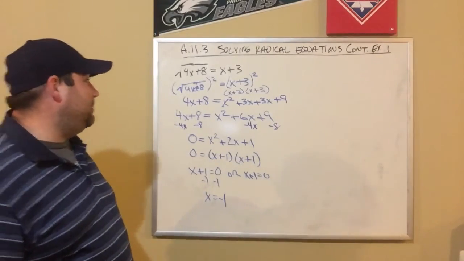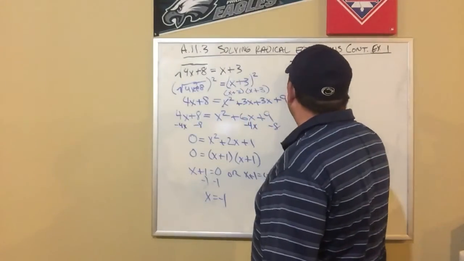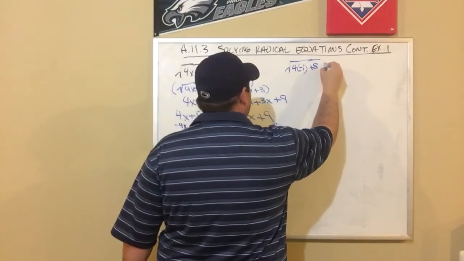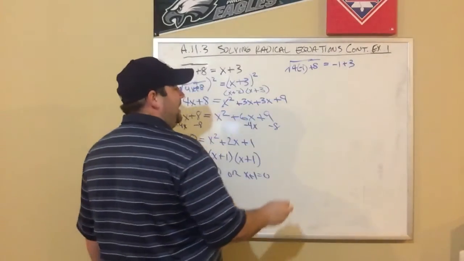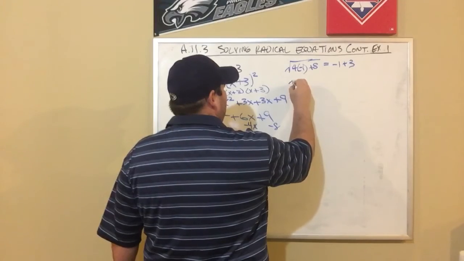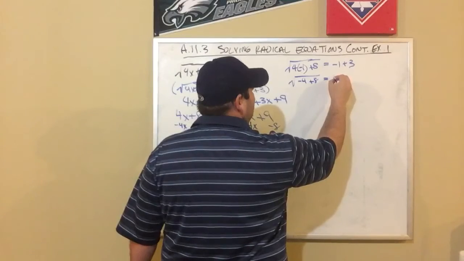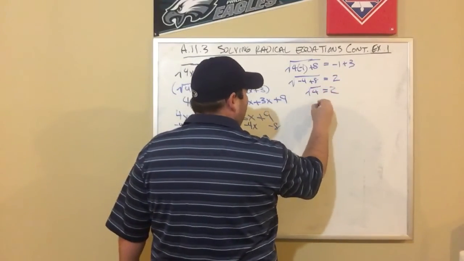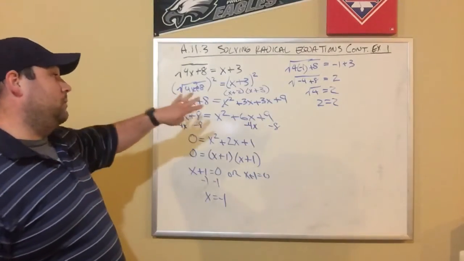I got to take that and plug it back in. So I'm going to take my root 4. In place of the x, I put negative 1 plus 8, and that is going to equal negative 1 plus 3. So I'm going to do the math here. Negative 4 plus 8 is 4, so I get the square root of 4. Over here, negative 1 plus 3 is 2. So the square root of 4 is 2, so I get 2 equals 2, so I'm good. This worked out.